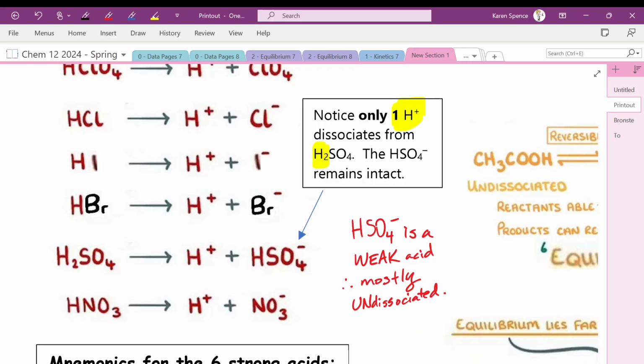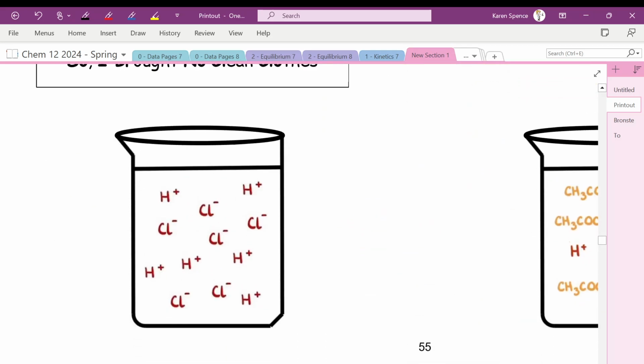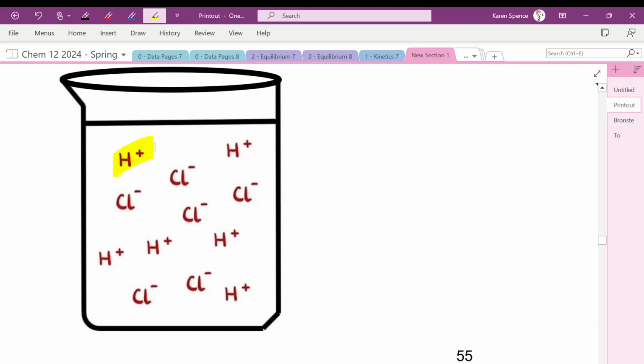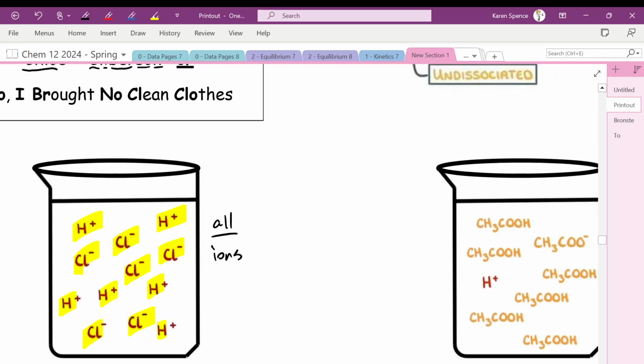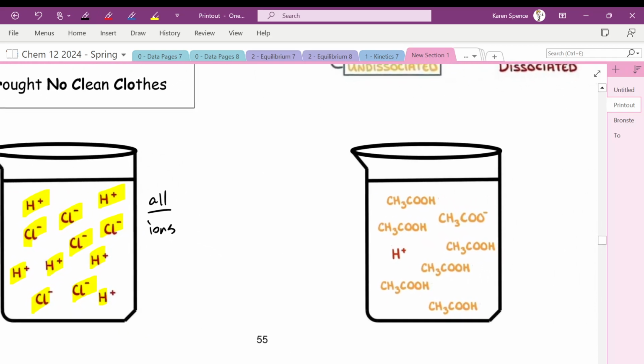And if we zip on down to the bottom of the page, you can see, oh, look, every single one of these is ion, ion, ion, ion, ion, ion, ion, ion, ion. Okay, all ions. Compare that with our weak acid, CH3COOH. Oh, look, how many ions do we have? We have ion and we have ion. Mostly not ions, right? Mostly neutral particles.